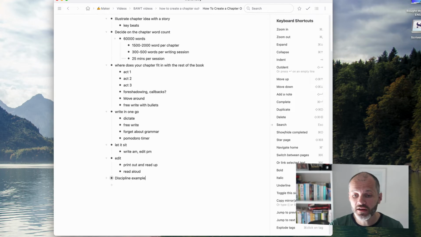While you're editing your chapter, I also have some other tips that might help. Don't forget to print your work out, because that can help you spot issues that you can miss when you're looking at something on the screen.